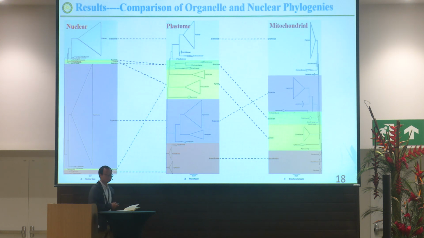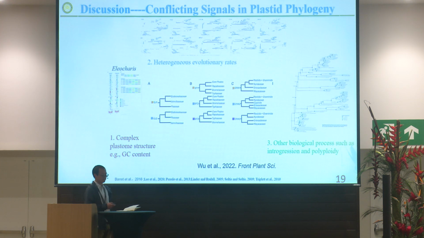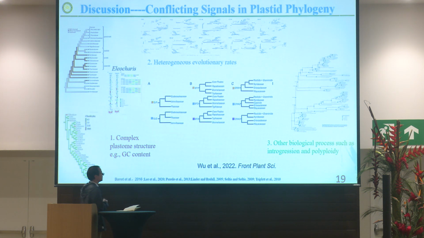There are also many conflicts among the nuclear, plastome and mitochondrial phylogenies. And we found there are 3 possible reasons for the conflicting signals in the plastome. The first one is the complex plastome structure, such as the very different GC content. The second is the very different evolution rates. And the third one is other biological processes, such as polyploidy and hybridization.